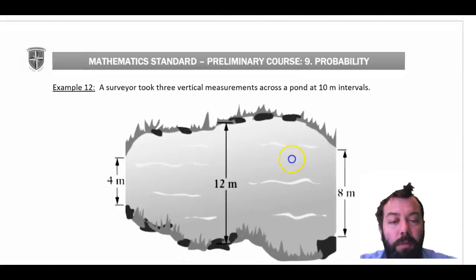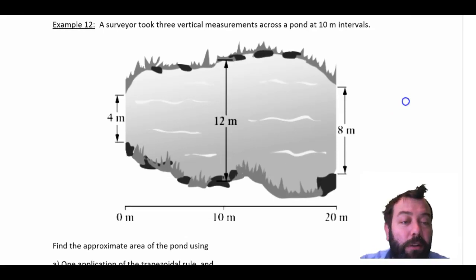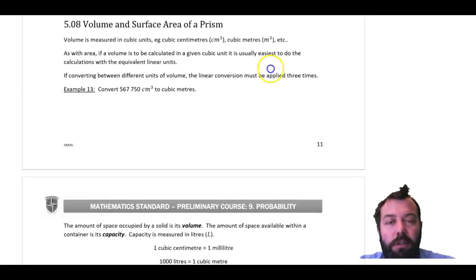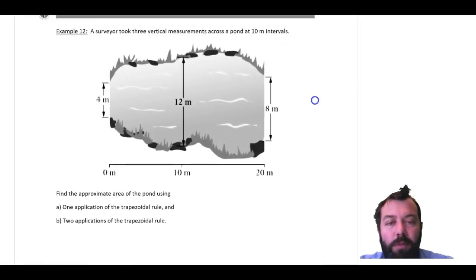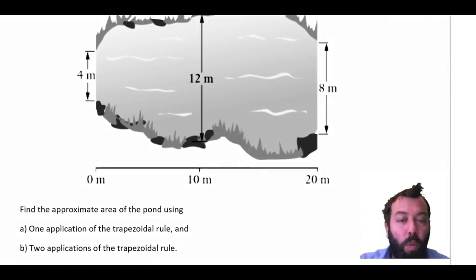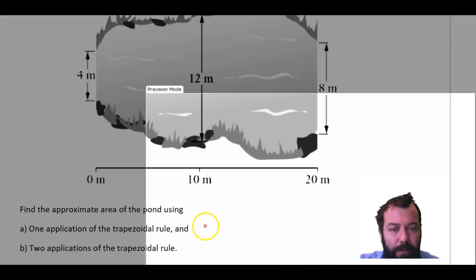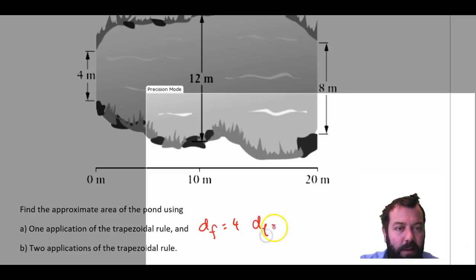The more I do that, the more applications, the more detailed it becomes, the more accurate that estimate of the area becomes. But again, typically, you won't have to make the decisions about how often we do that. You'll be given a question like this example 12. It says find an approximate area of the pond using one application. This means I'm going to ignore the measurement in the middle. For part A, I'm going to say that df equals 4, dl equals 8, and h, the distance in between them, is going to be 20 meters.